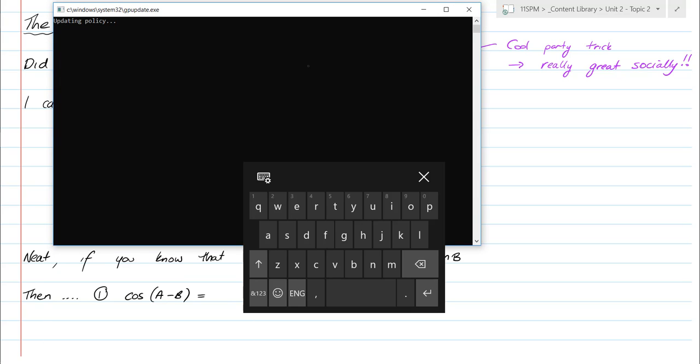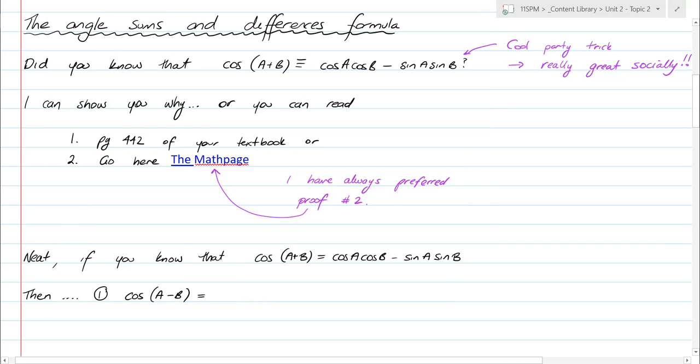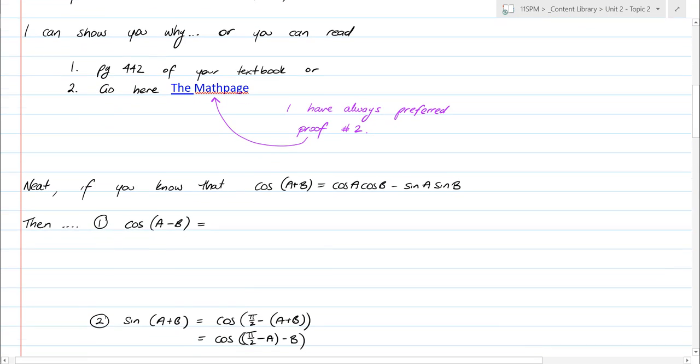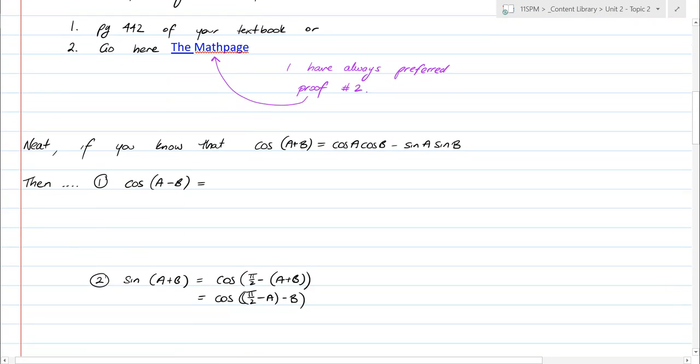I don't know what's just happened there. Updating policy. That's good. I've always preferred proof 2, etc., etc.